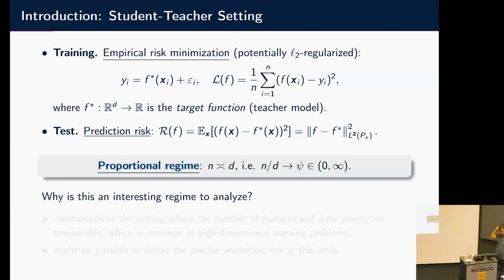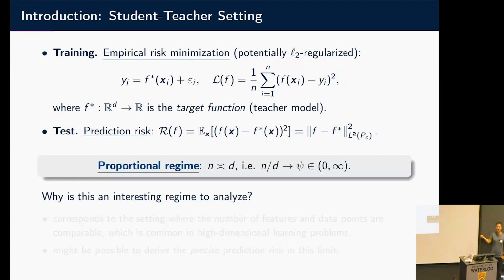Okay, so the majority of the talk, I will focus on the proportional regime, which means that n and d are comparable. So one of them is not polynomial in the other one. They go to infinity. They're both very large, and their ratio goes to some constant psi, which is an important parameter. So we're going to keep using this, so it's good to memorize it. A larger psi means that the sample size is larger compared to the input dimension. So this parameter will come up.